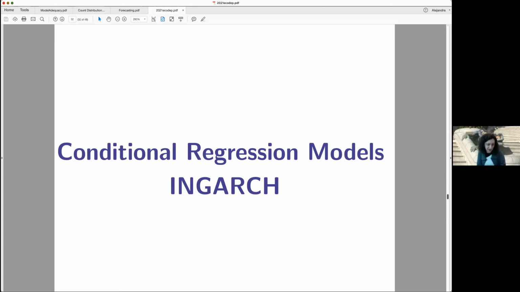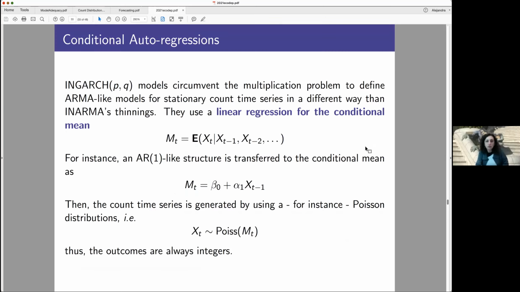And the basic idea here is to transfer the ARMA recursion to the level of conditional means. So it's the conditional means which are going to be the ones that depend on the past and on the previous innovations. Since the mean of a count random variable is not necessarily an integer, in order to avoid negative outcomes, you have to ask for some constraints on the parameters, but not so complicated. So what do we have?